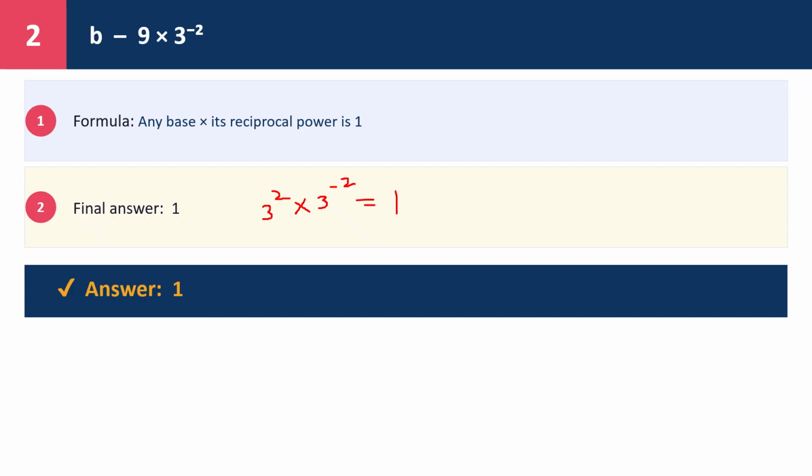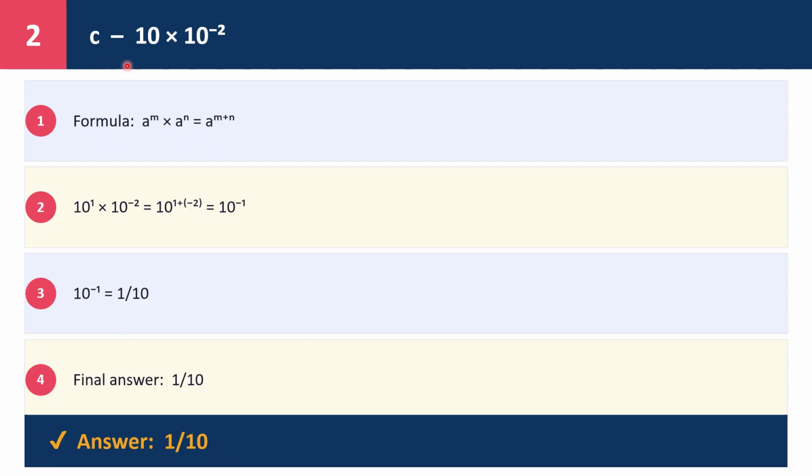So what is our final answer? It's 1. Second C sum, that is 10 into 10 power minus 2. What formula are we using? A power m into a power n equals a power m plus n. If the bases are same, we have to add the powers. Now 10 into 10 power minus 2, that's our question. If they don't give any power, what do we have to consider? 1. So 10 power 1 into 10 power minus 2. If the bases are same, what do we have to do? We have to add the powers.